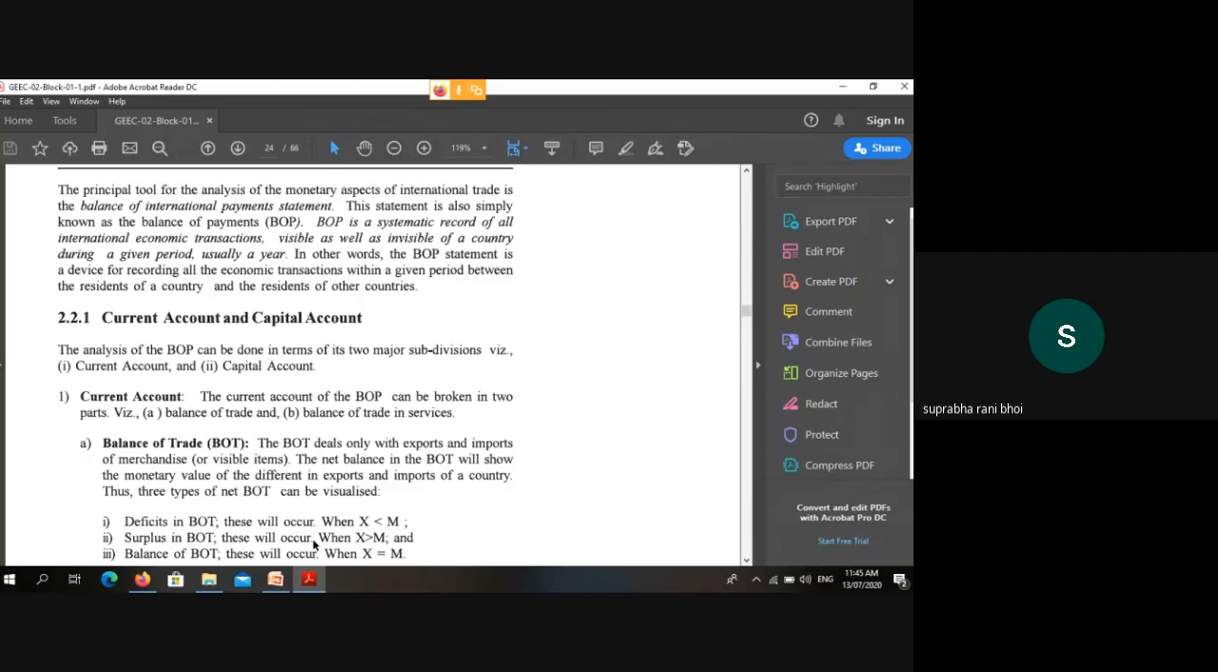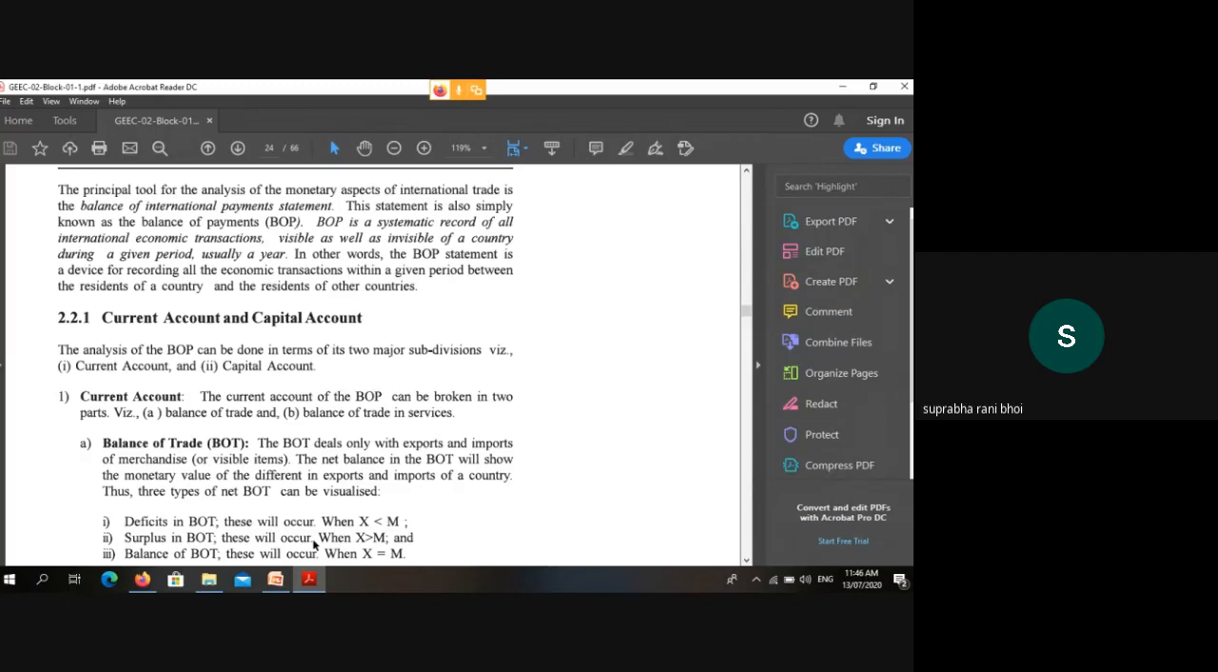Visible transactions means transactions of mercantile goods, the exchange of goods. Clear? Exchange of mercantile goods are visible items. Invisible means exchange of services, investment process. It constitutes invisible items. Clear?